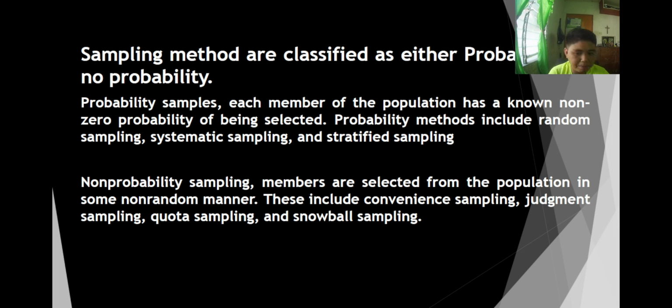Sampling methods are classified as either probability or non-probability. In probability sampling, each member of the population has a known non-zero probability of being selected. Probability methods include random sampling, systematic sampling, and stratified sampling. In non-probability sampling, members are selected from the population in some non-random manner. This includes convenience sampling, judgment sampling, quota sampling, and snowball sampling.